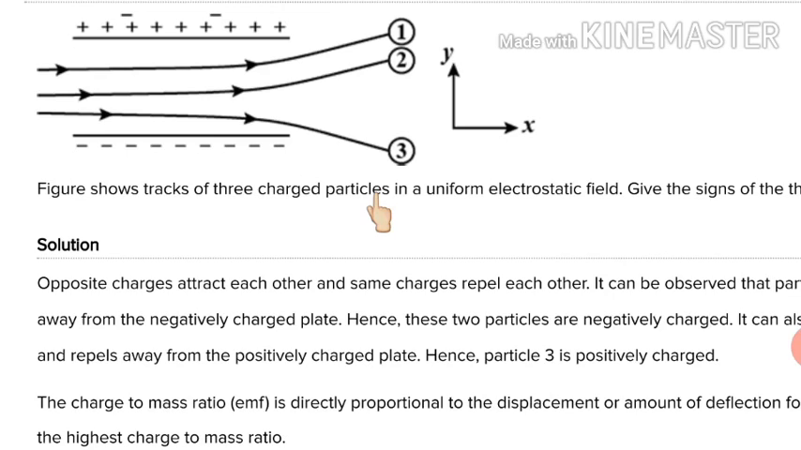Okay, now what is the second part, which particle has the maximum charge to mass ratio. Now we know that the charge to mass ratio is directly proportional to the displacement. And among these 3 particles, which one has the maximum displacement? That is particle number 3. So as it has the maximum displacement, we can say that the charge to mass ratio of the third particle is maximum as compared to the other 2.